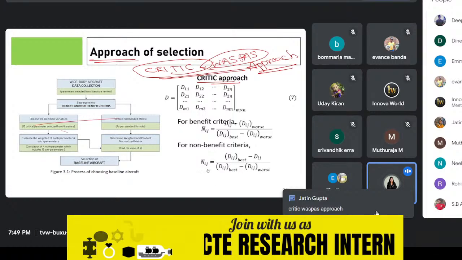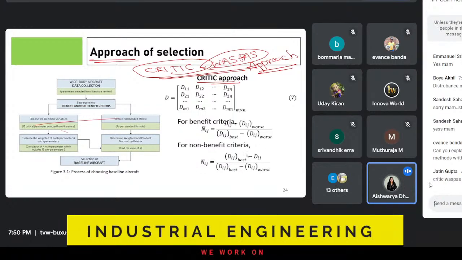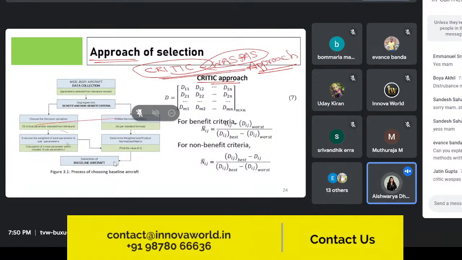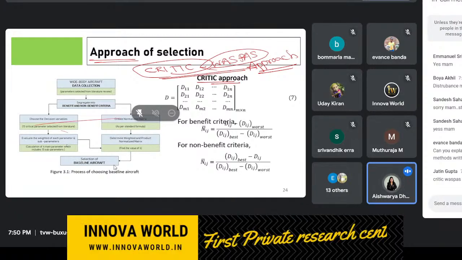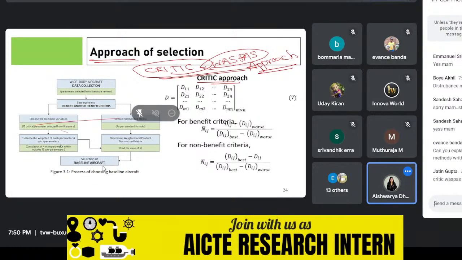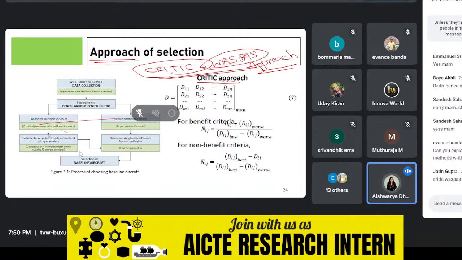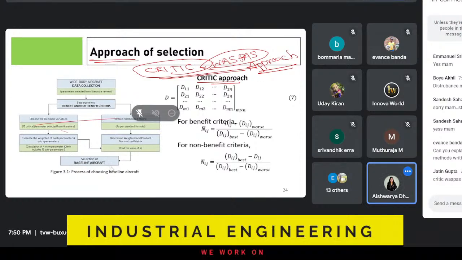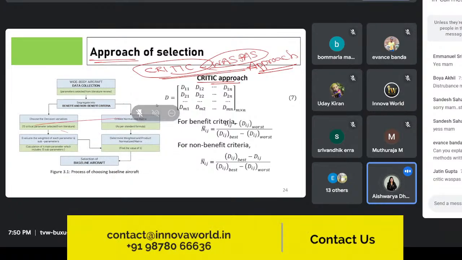Alright, I can see some answer. Right, you can see some process of choosing baseline aircraft. Okay, so the objective is that this is a process or method. I have utilized the CRITIC-WASPAS approach, and this process is to select my baseline aircraft. So to select an aircraft, I have utilized this technique.